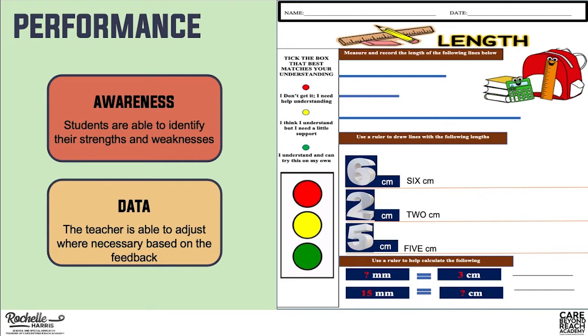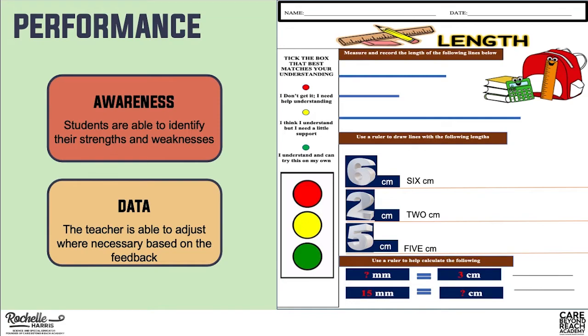Having this level of evaluation, it helps students to become aware and identify their strengths and weaknesses, right? And it provides data for the teacher to be able to use that will provide useful feedback for students, as well as for the teacher to adjust where necessary. So this is a worksheet that will allow students to measure the length of different lines that they are given here, and they can also use the idea of millimeters and centimeters and convert those things. Good. And this will determine if they really understand the concept.